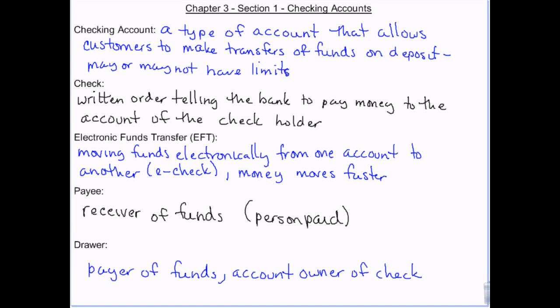Two major types of accounts, or categories of accounts, are a checking account and a savings account. The difference is that a checking account allows you to transfer funds in and out of it. Most of them don't have limits. Some checking accounts do have limits on the number of transactions you can have in a month, but those are really not very common.